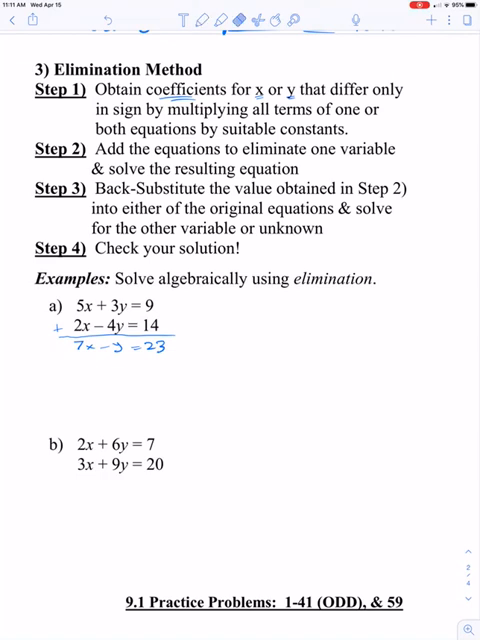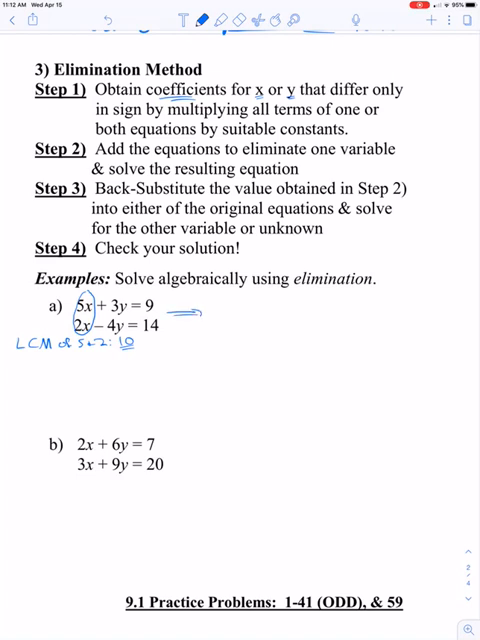So let's go ahead and focus in on one of the variables. I'm going to pick the x terms. Doesn't matter, you can pick x or y. One might look easier than the other based off the coefficients. Well, let's make those opposites. So what I want to do is find the least common multiple of 5 and 2. And we know that is 10, right? 5 times 2 is 10, and 2 times 5 is 10. So let's go ahead and make this a 10x and a negative 10x.